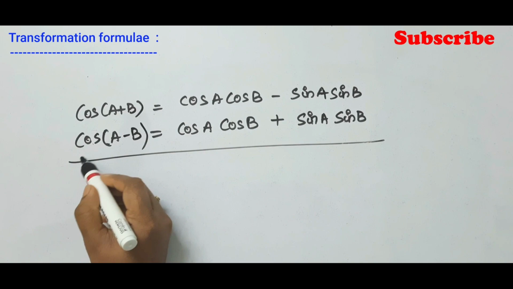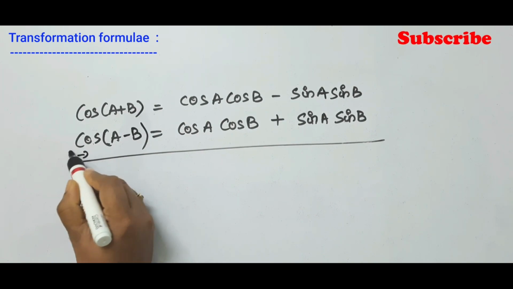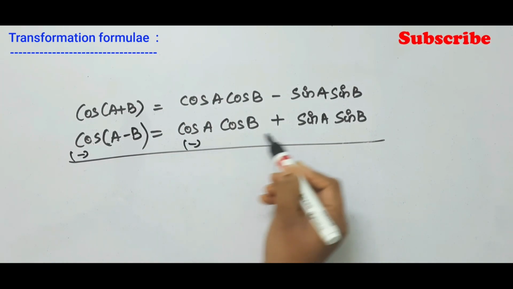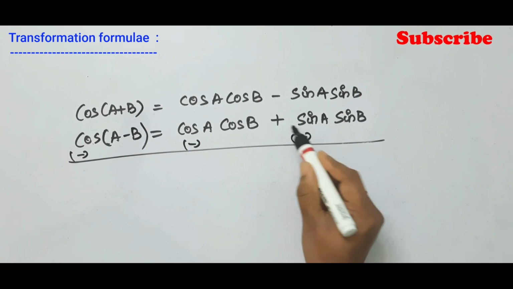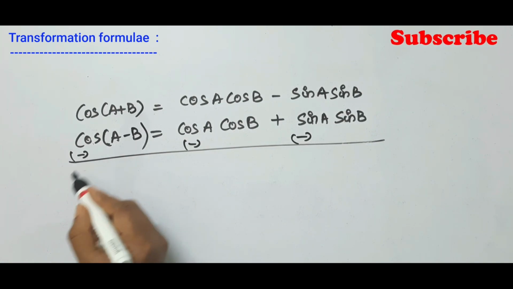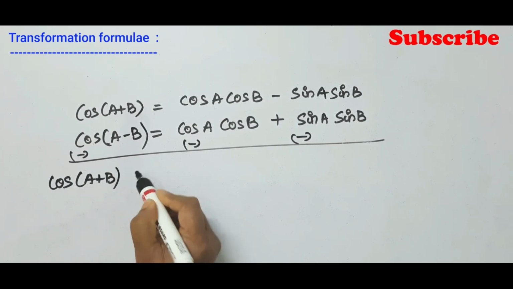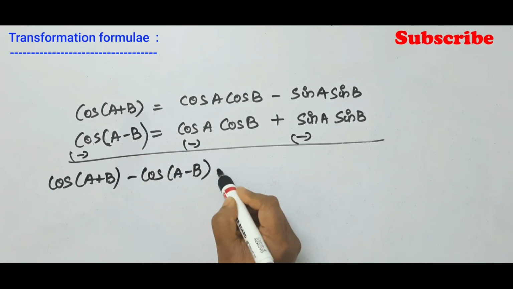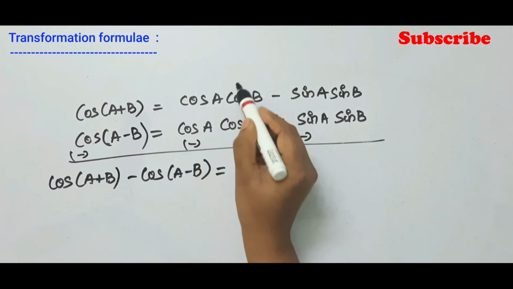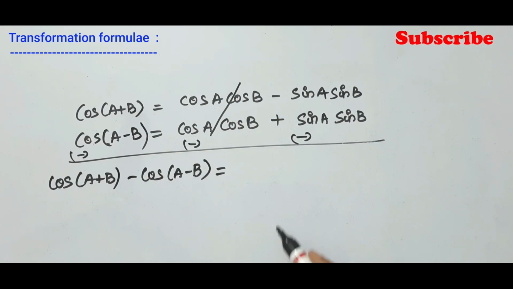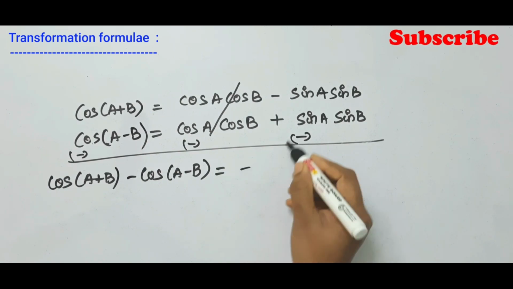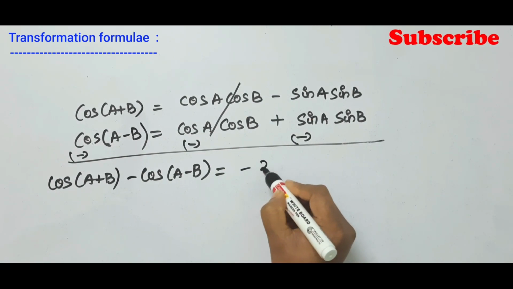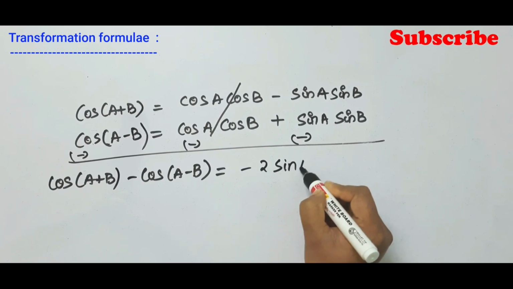Subtraction means we have to change the sign, is it not? So this becomes minus, this becomes minus, and this sign becomes minus. As it is plus, this becomes minus. So if we do cos of a plus b minus cos of a minus b, then this is plus and this is minus, is it not? So these two will get cancelled. So we will get minus, this is minus, is it not? Minus 2 sin a sin b.